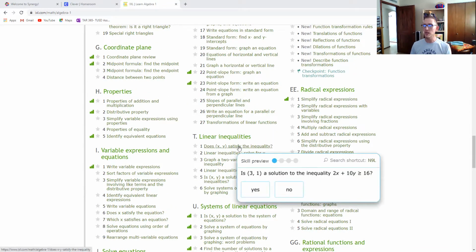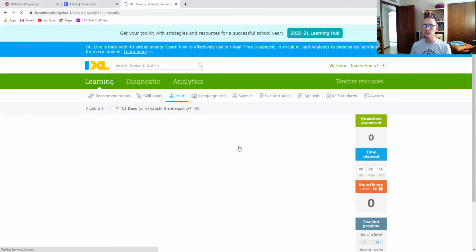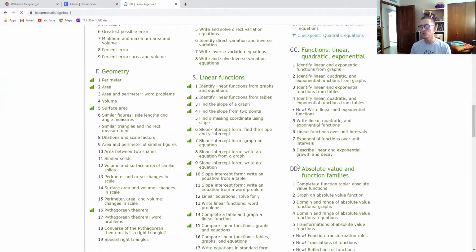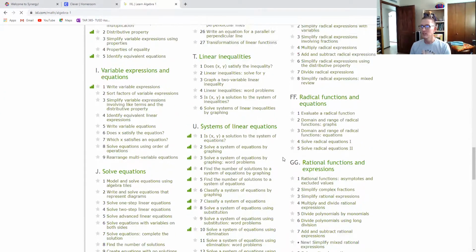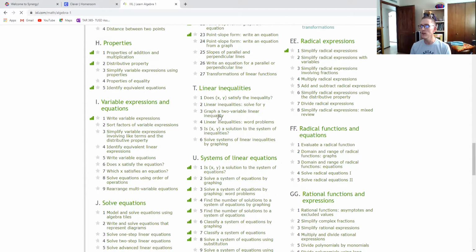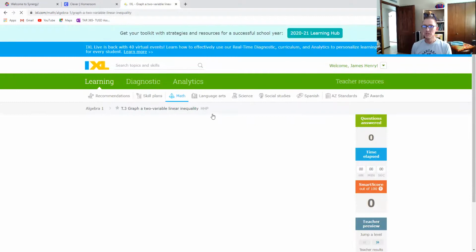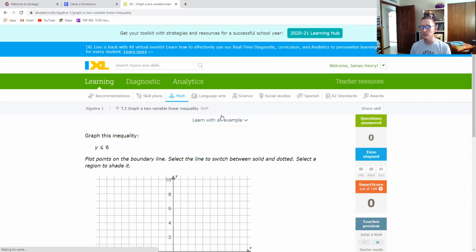There's two sections. Does x and y satisfy the inequality? So you are simply going to look at this, and you're going to plug in the x and the y into the equation, and it either works or it doesn't. So you'll say yes or no. All right, so that was how we were checking a point on the graph. All right, but let's go to the actual graphing portion. So graph a two-variable linear inequality. You're going to have to remember, and you're going to have to use the IXL workings here.